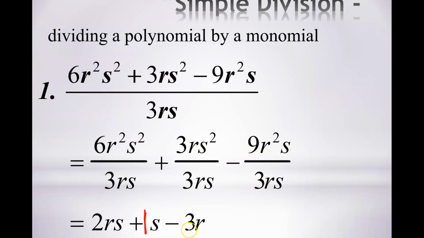Minus 9 divided by 3, which is 3. R squared divided by r, which gives you r, because again, 2 minus 1 is 1, and s over s is kind of a 1 at the end. We don't stress or worry too much about writing it.